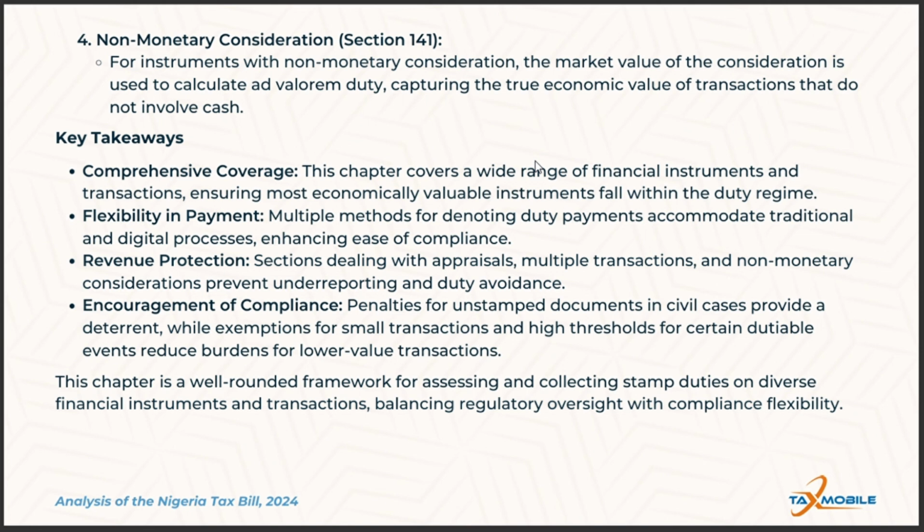So in conclusion, chapter 5 of the Nigerian Tax Bill 2024 provides a robust and modern framework for assessing and collecting stamp duties, ensuring efficiency and fairness in the taxation of dutiable instruments. By balancing regulatory oversight with compliance flexibility, the chapter promotes revenue generation while fostering a business friendly environment.